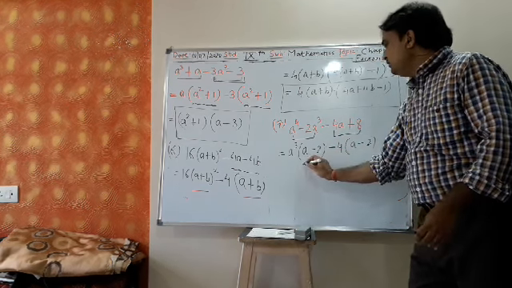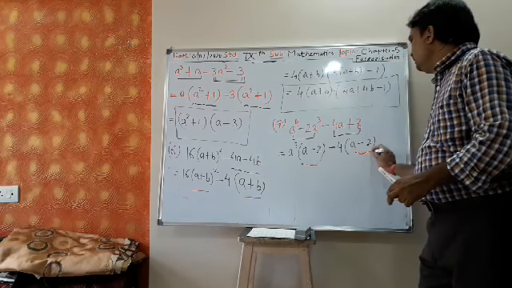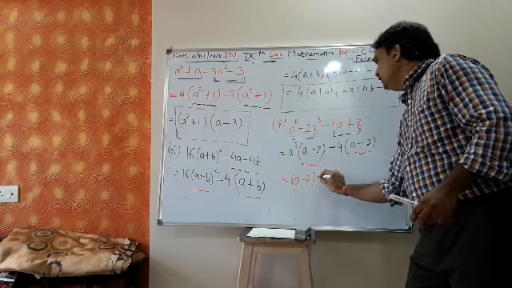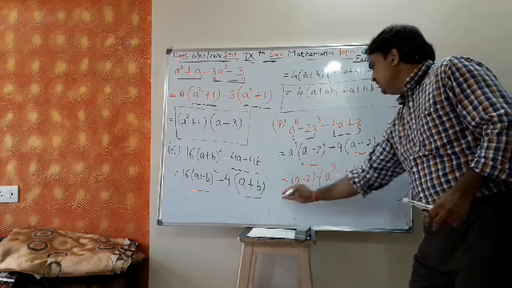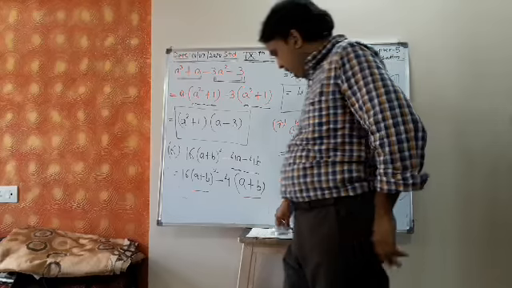Now a minus 2 is common. A minus 2 is common. So this becomes a minus 2 into a cube minus 4. And this is the answer. A minus 2 into a cube minus 4.